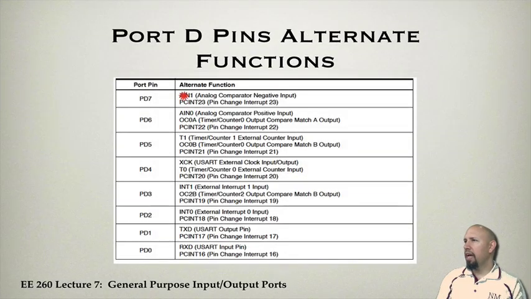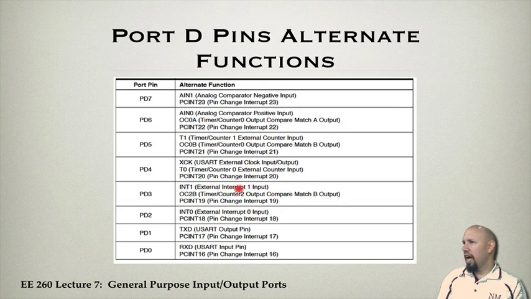For port D, we have these options. We have the analog comparator negative input on pin 7. Pin 6 is the analog comparator positive input. Again, pin change interrupts throughout. Here's the timer counter 0 output compare match A, timer counter 0 output compare match B output. Here's the timer 1 external counter input. Here's the USART external clock input and output. Here's the timer 0 external counter output.